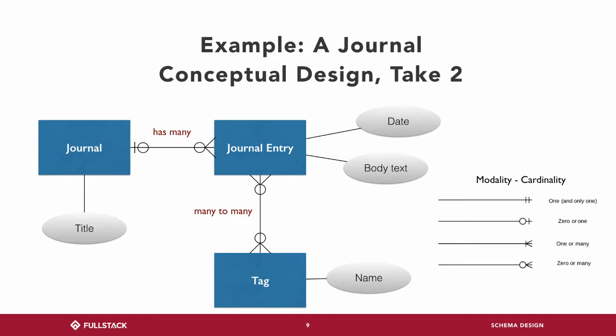And a journal entry can have many tags, and a tag can belong to many journal entries. So when we see this many-to-many, more often than not, when we design it, we're going to end up thinking about having some sort of join table. Think about the concept of a genre in the movie database, right? A movie can have many genres, and a genre can have many movies, right? Where we have this many-to-many relationship.